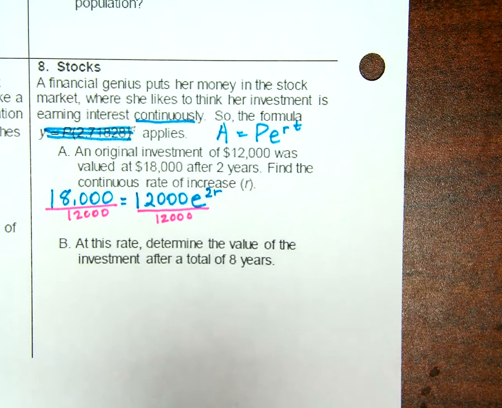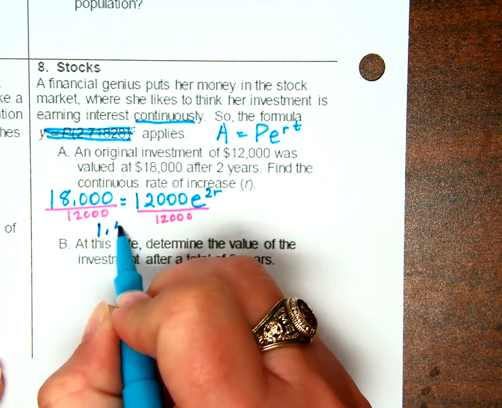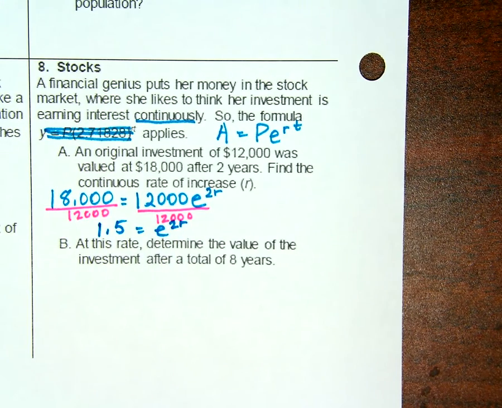So 3 over 2. Do you want to use 3 over 2, or is it okay for us to use 1.5? 1.5. When is it not okay for us to go to the decimal? When the decimal keeps going, right? If it was like 1/3, we wouldn't want to go to the decimal because that keeps going. So we would use 1/3 in that situation. Well, this is 3 over 2. That's definitely 1.5. So we've got 1.5 equals e to the 2r power.